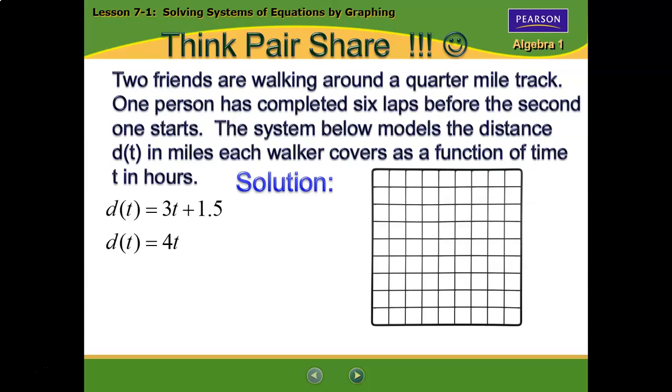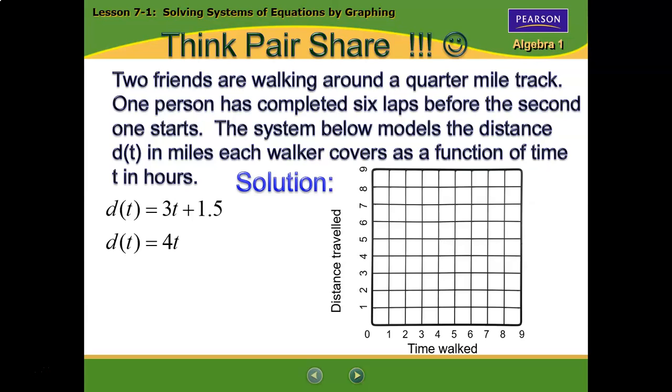So let's get some labels on our graph. Down here is time walked. That is our independent variable. We'll put our distance traveled on our vertical axis because distance traveled depends on how long you walk. So distance traveled is your dependent variable. Let's get a scale on here. We'll count by ones, and we'll also count by ones on our vertical axis. Now you have to determine how big your scales are going to be depending on your problem situation.